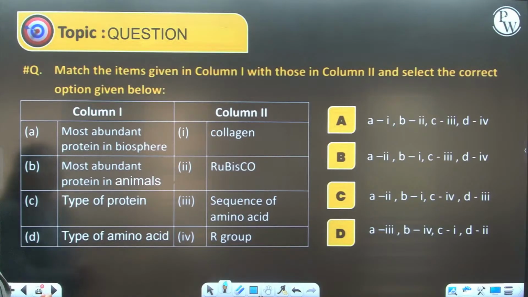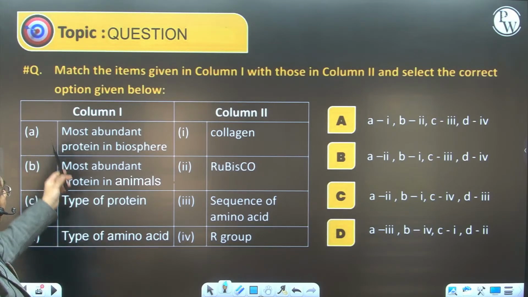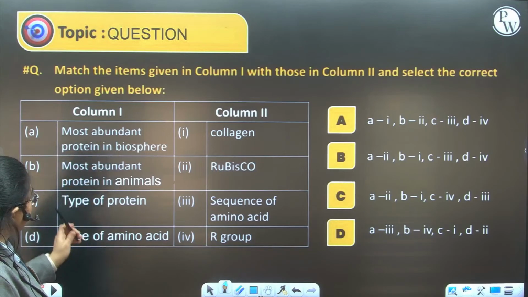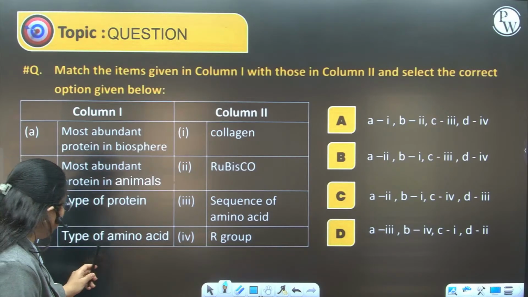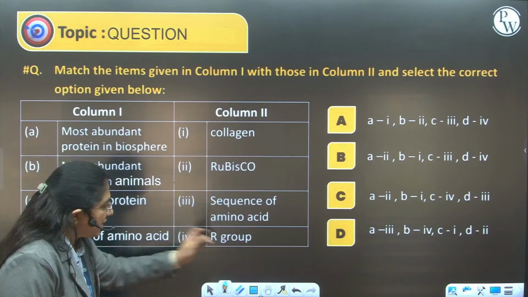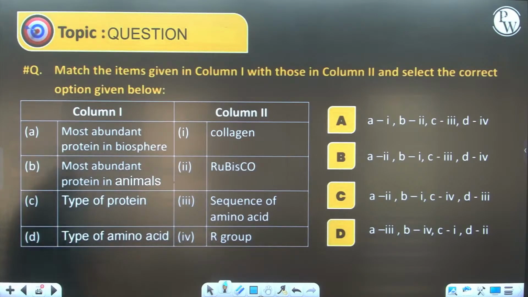Before that, let us also have one question before we move into understanding of enzymes. Okay? So it's a match the column, where in column 1 we have most abundant proteins in biosphere, in animals, type of proteins, type of amino acids. On the other side, we have the other examples. Let's take 30 seconds and quickly solve this.